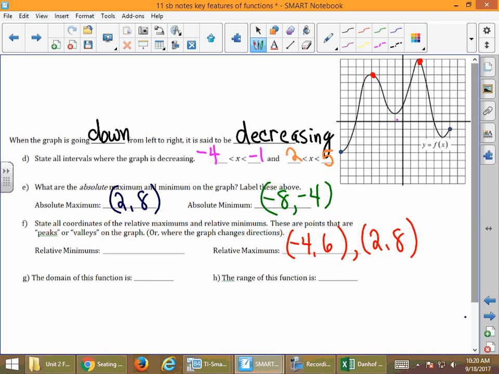And we have a minimum at this purple colored point here. Its ordered pair is (-1, 1). It's a low point of the graph. It's not the lowest point of the graph, but it's a low point of the graph. We also happen to have a minimum at this point over here, kind of to the right. And it is (5, -2).